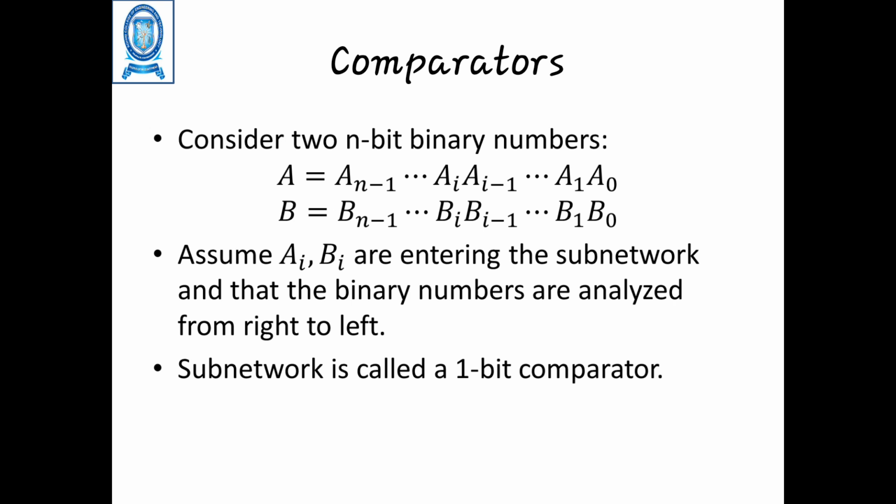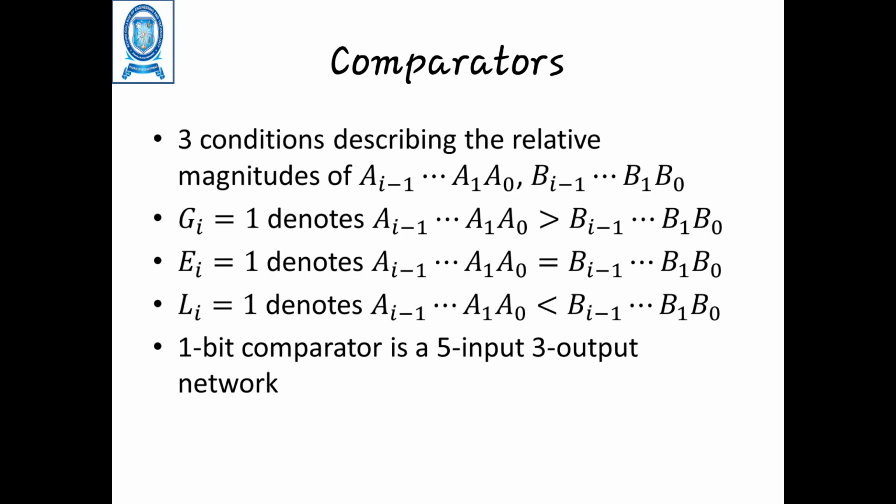Assume Ai, Bi are entering the subnetwork, where the binary numbers are always analyzed from right to left. The subnetwork is called a 1 bit comparator. So we can always say that the 1 bit comparator is the subnetwork. So we can compare the two numbers using the comparator.